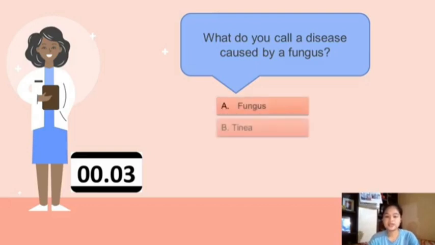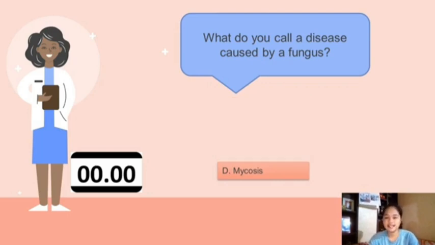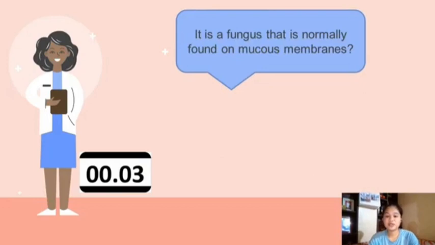Next, what do you call a disease caused by a fungus? A. Fungus, B. Tinea, C. Candida, or D. Mycosis. The correct answer is D. Mycosis.